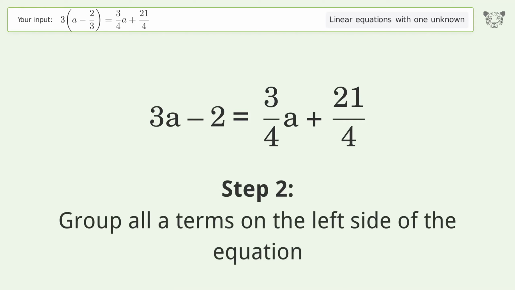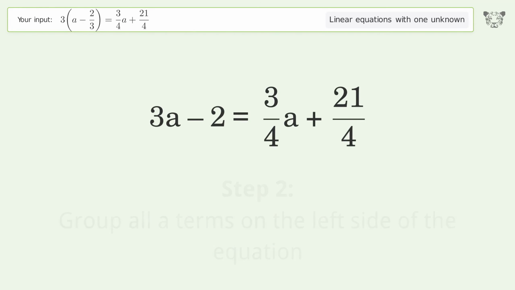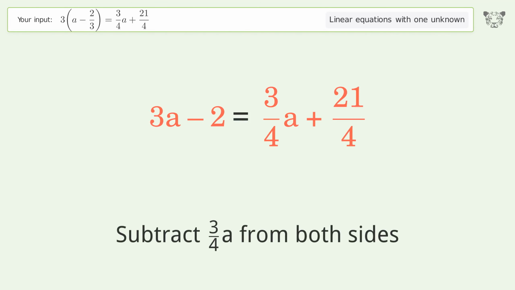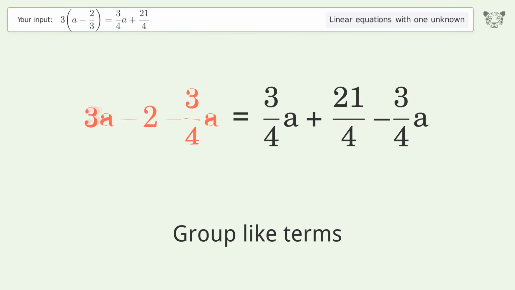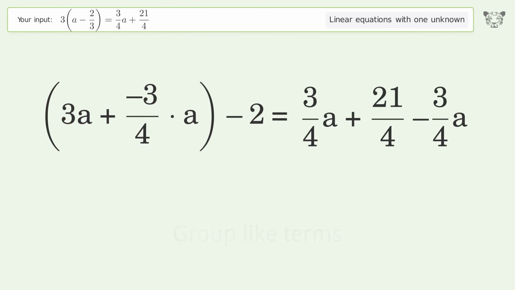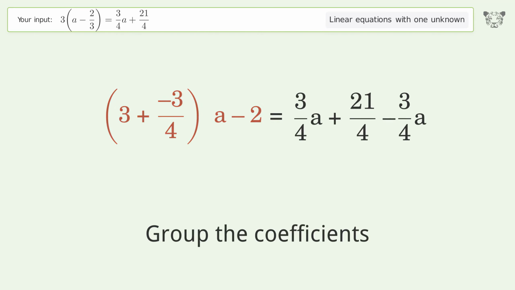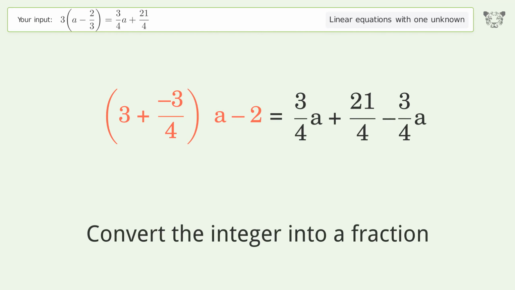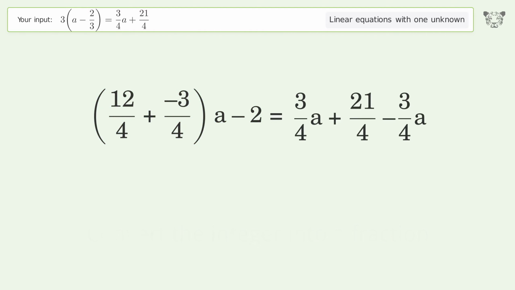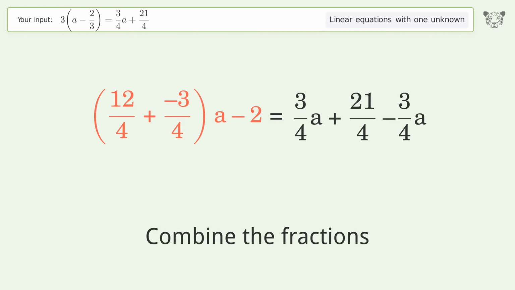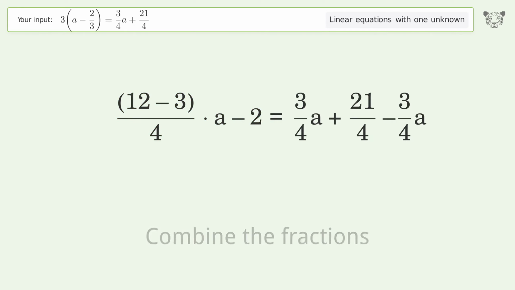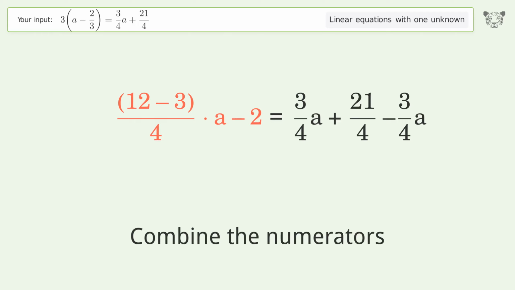Group all a terms on the left side of the equation. Subtract 3/4a from both sides. Group like terms. Group the coefficients. Convert the integer into a fraction. Combine the fractions. Combine the numerators.